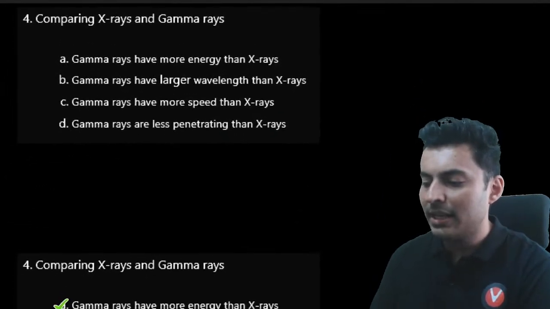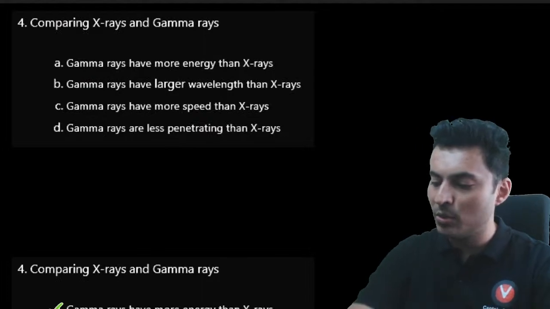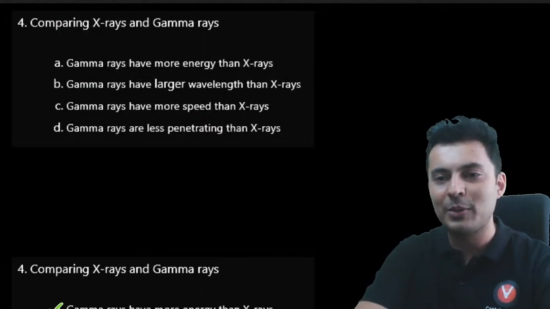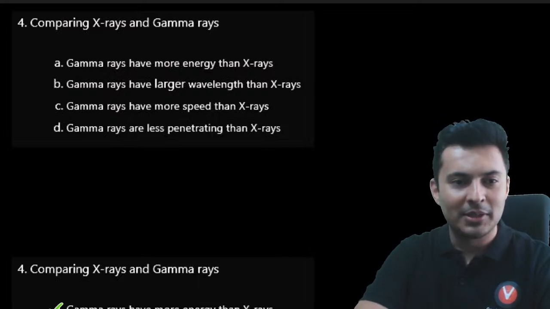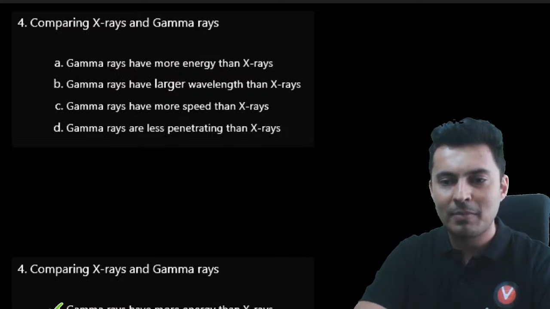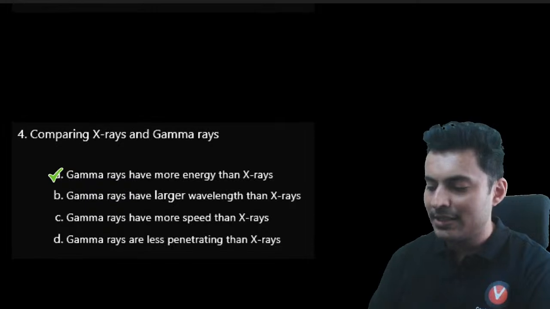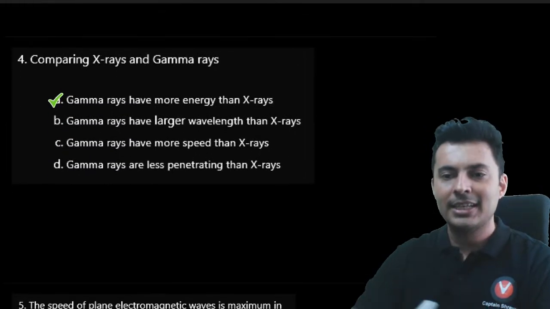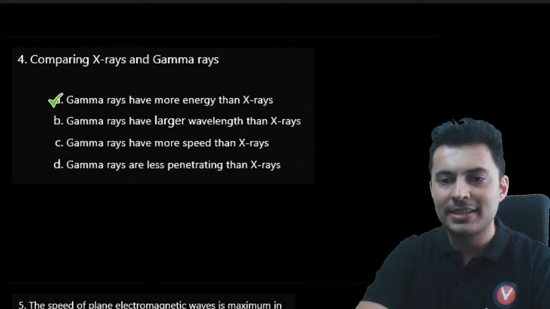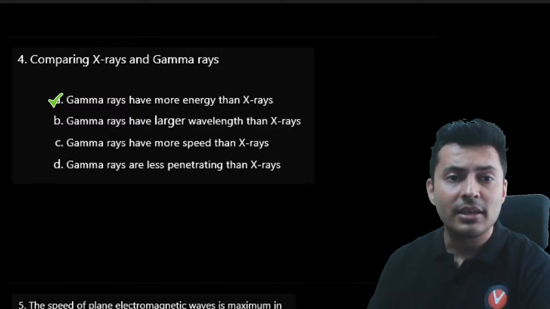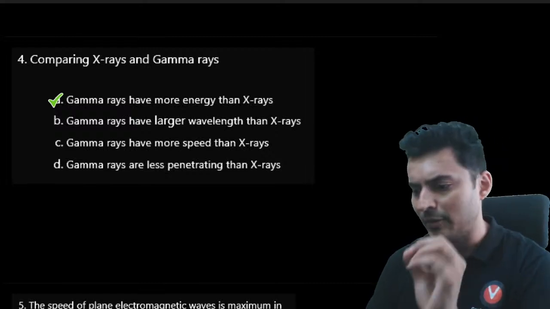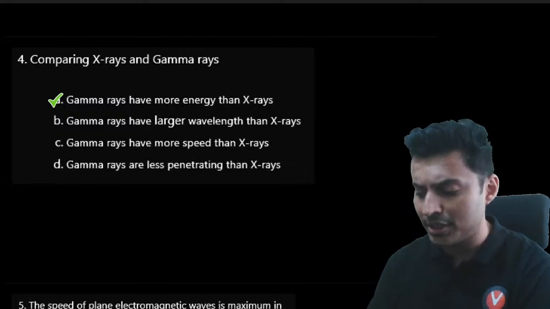Comparing X-rays and gamma rays, which has more energy, which has more speed, which has less penetrating power? Yes, gamma rays have more energy than X-rays. Correct, very good. Gamma rays have high frequency and small wavelength, so they are released from nuclear reactions.